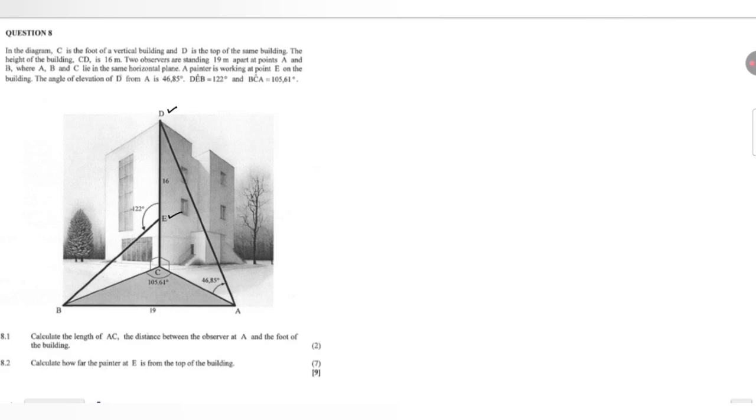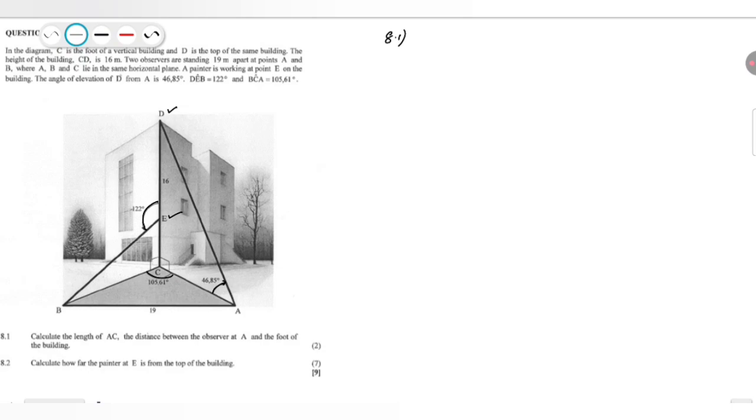The angle of elevation of D from A is given as 46.85, that is this one. And DEB, this angle, is 122. Then BCA is also given on the ground, that angle C is given as 105.61. What is question number 8.1? You have to calculate the length of AC, the distance between the observer and the foot of the building.